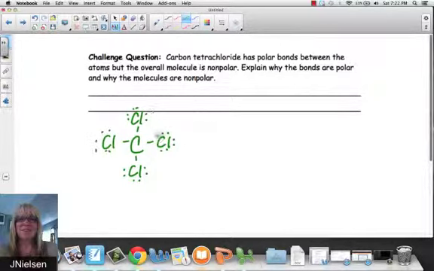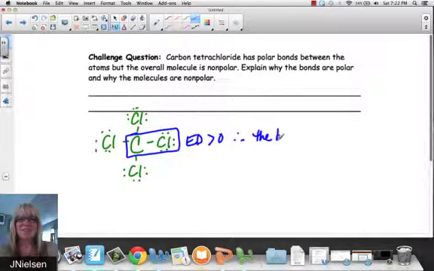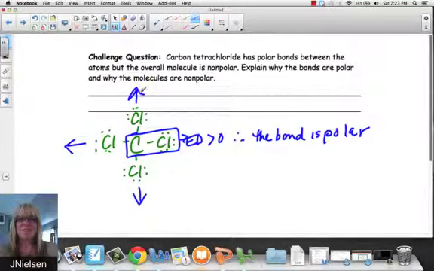Has polar bonds between the atoms. That is correct. If we look at the electronegativity difference between any one of these, the C and the Cl, the ED is going to be greater than 0. Therefore, the bond is polar. However, the overall molecule is nonpolar because you've got Cl pulling in this direction, this direction, this direction, and this direction. North, south, east, and west. So the pull cancels out.